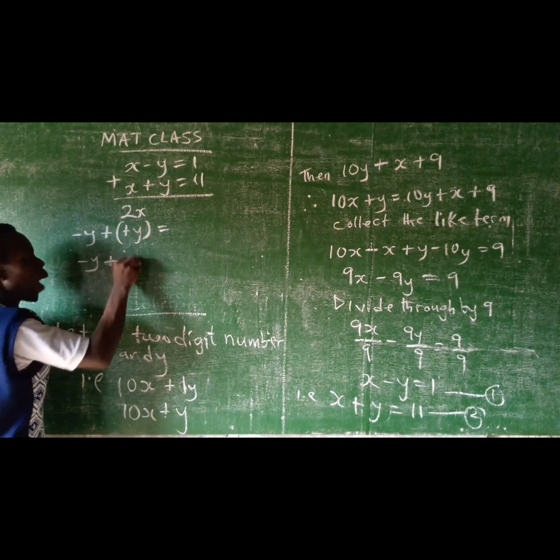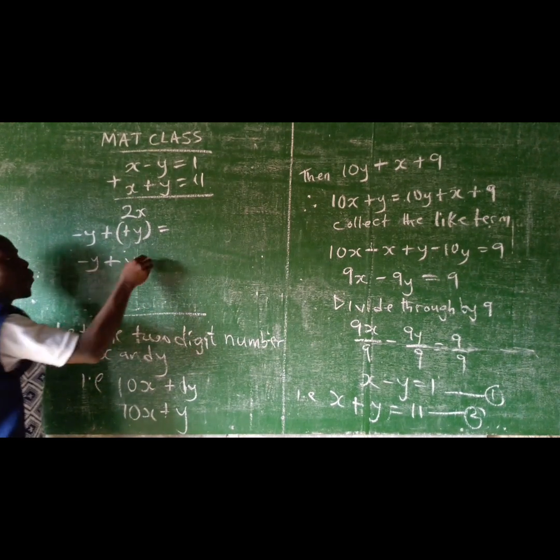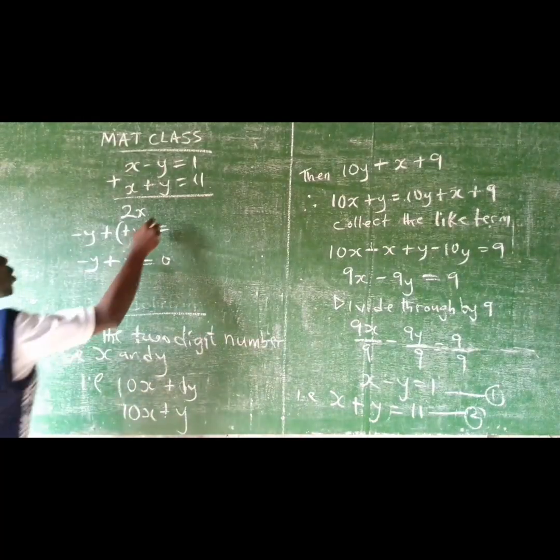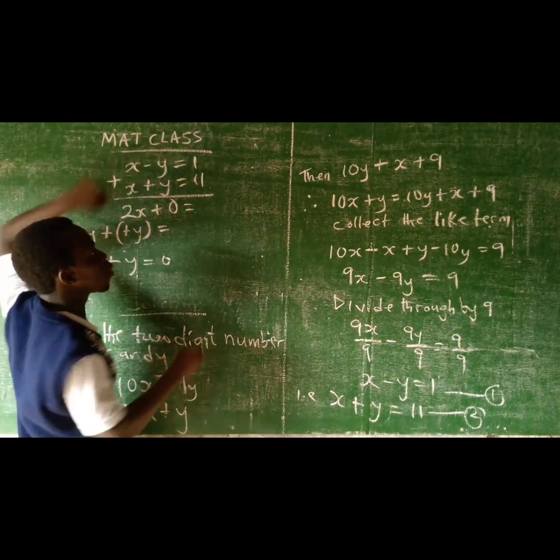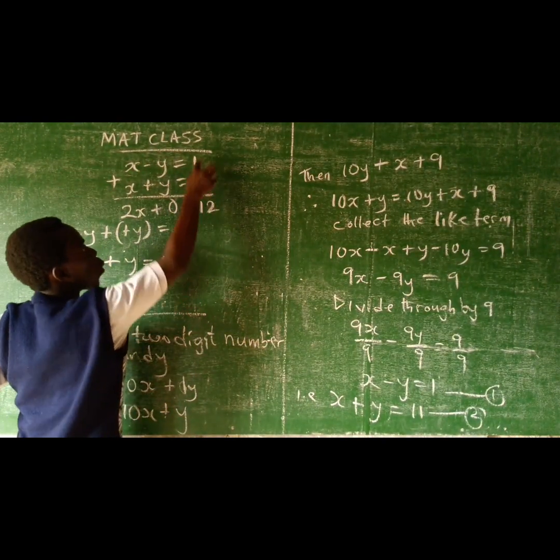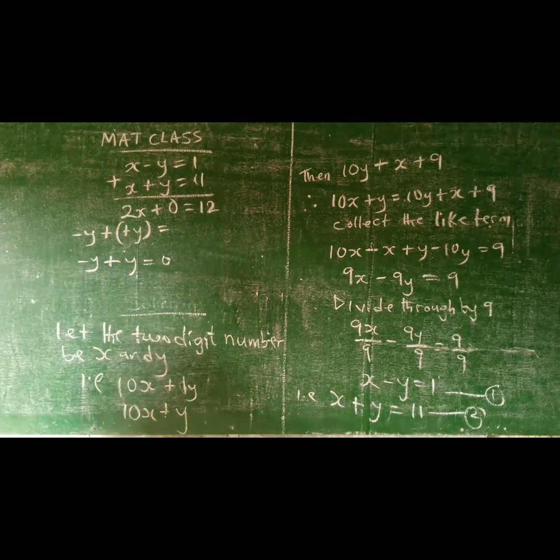1 times y will give me y. Minus y plus y will give me 0. That means there will not be a y here. It will be plus 0, is equal to, if I add it together, I get 12. 1 plus 11 will give me 12.